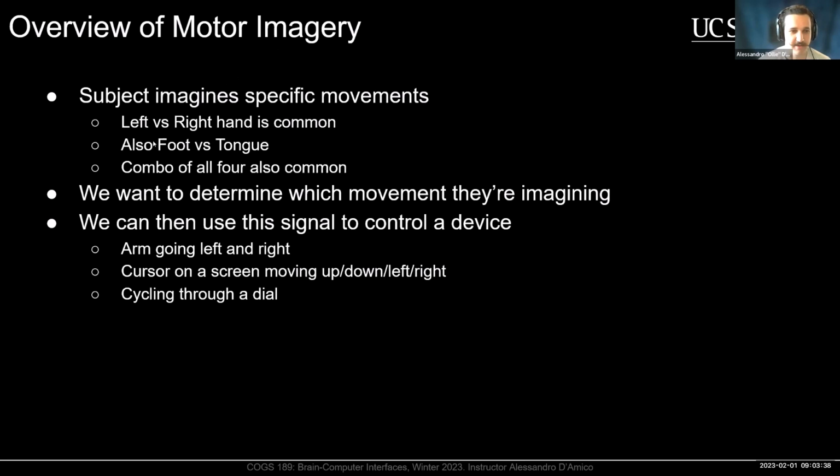We also sometimes have participants do foot versus tongue. This is just because, and I'll show you the human homunculus and the topographical map of what the cortices map in terms of motor senses and connections. But anyway, left versus right is not too hard, and foot versus tongue is not too hard. Using all 4 of them is not uncommon, or even using just 3. So in a paper that we'll talk about, they'll use left versus right, but then they'll also use foot as a way to signal that they've chosen something.